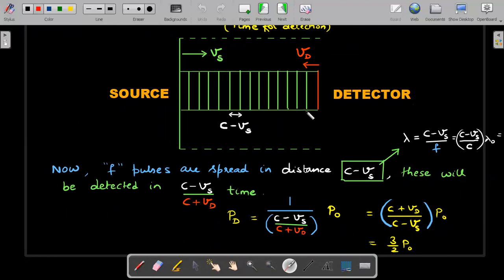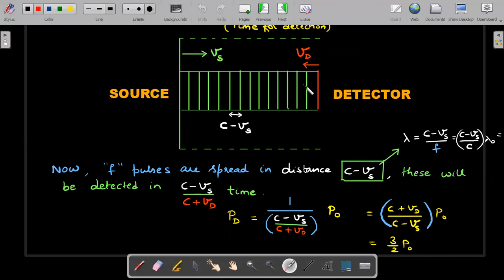Now here, let's be careful. The time duration for these things to go into the detector will be further reduced because the detector itself is moving towards them. Each of these lines would be moving towards the right with velocity c. Remember, once the sound goes into air, its velocity is fixed and it is velocity c.